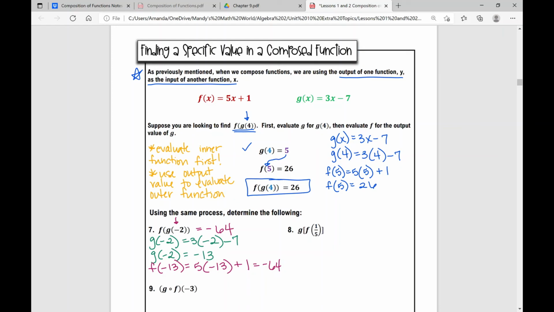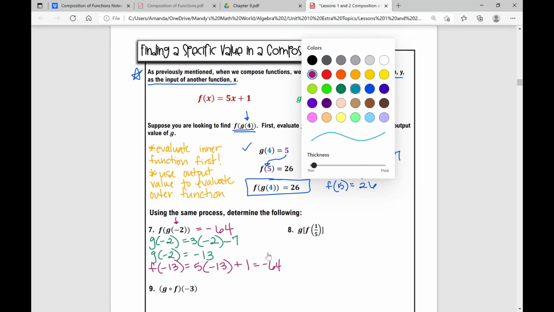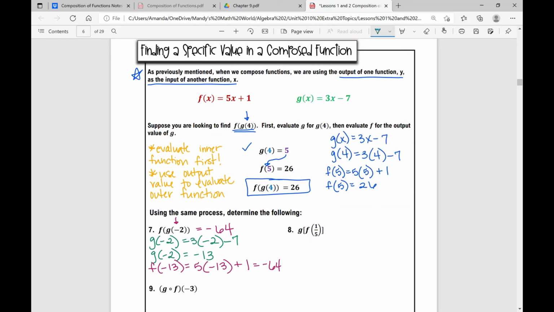So when we're evaluating for a specific value in a composed function, we're just going to get a number as our answer. Okay, and that's a big difference. I've had students who really struggle with, okay, when are we doing this, and when do we get that? Whenever you're evaluating and there's a number in there, you're going to have a number as your answer.